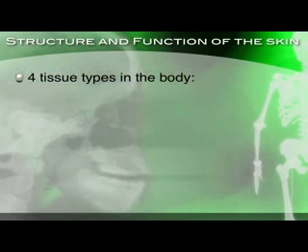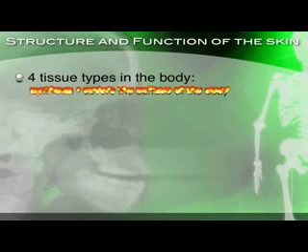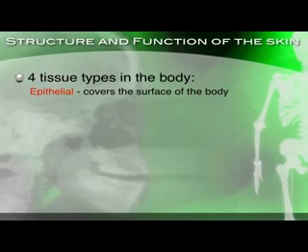The skin has 4 types of tissue. 4 tissue types that we find in the body, and we can find these 4 in the skin. Number 1, we have epithelial tissue. Epithelial, it covers the surface of the body. So that's the stuff that covers the surface of the body.